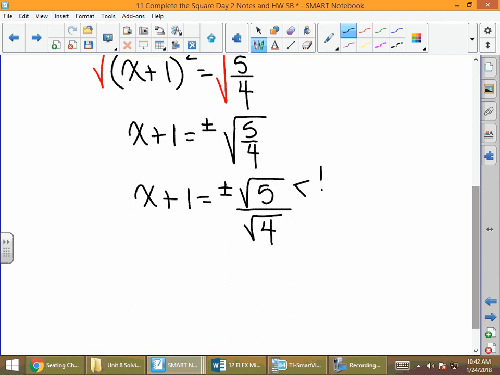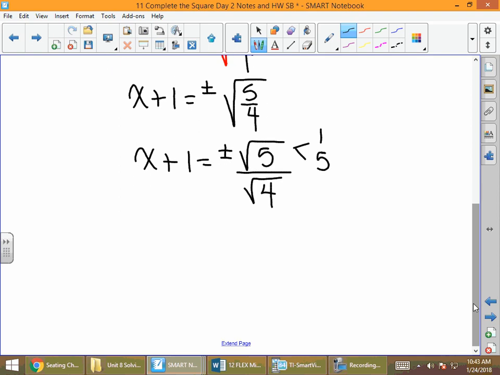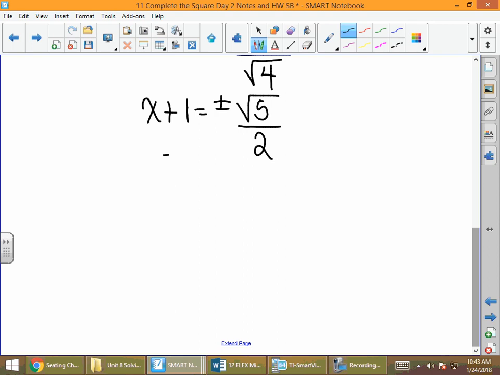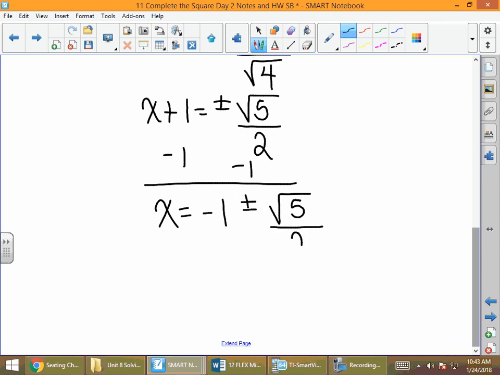When we simplify, or we break apart 5, the only thing we can do is 1 times 5. Can we simplify the square root of 5 anymore? No. Can we simplify the square root of 4? Yes. If you write it as a decimal, you don't know where the perfect square is in the problem. So this is plus or minus the square root of 5. The square root of 4 is 2. And to finish, to solve for x, we're going to subtract 1 from both sides. Your x equals -1 plus or minus the square root of 5 over 2.